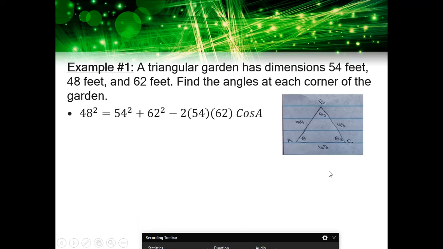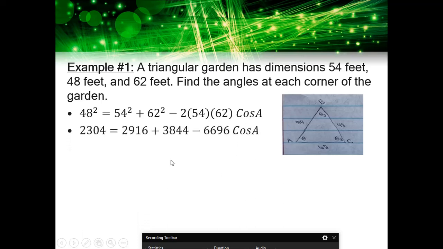So we're going to find angle A first. So what I want to do is start with the side across from it, 48 squared. And then it will equal the other 2 sides, 54 squared and 62 squared. In the center, we're going to use those same 2 values again, so minus 2, and then it's times 54 and 62, and then cosine of A, which is missing. So I'm going to slowly go through each of these problems, pieces and parts. Remember, you can stop the video at any time if you want to try to solve it before me.